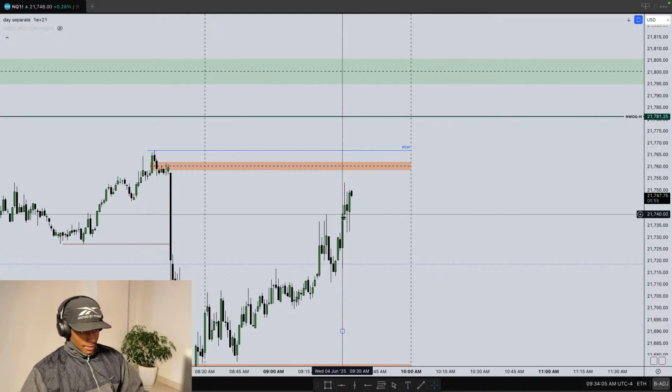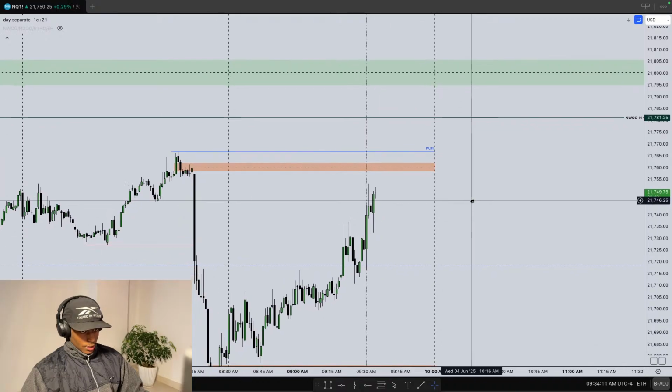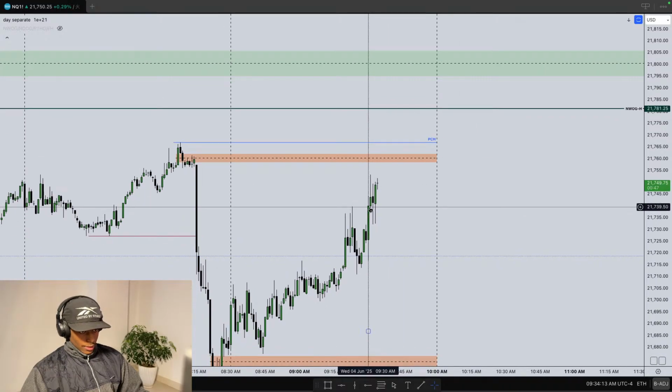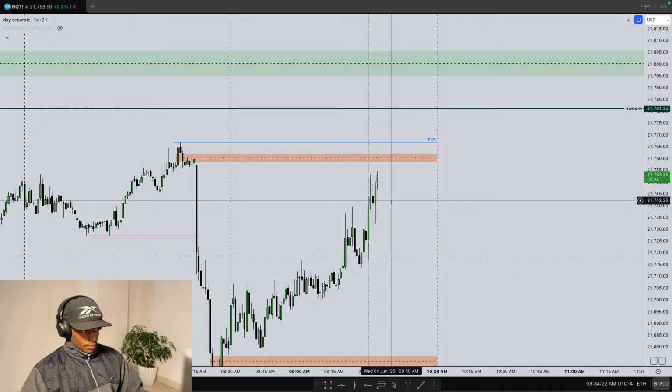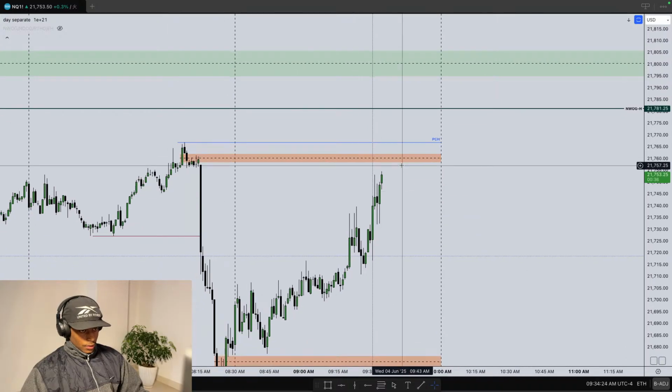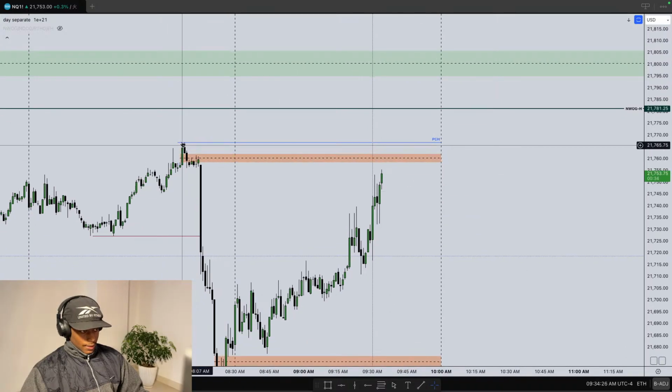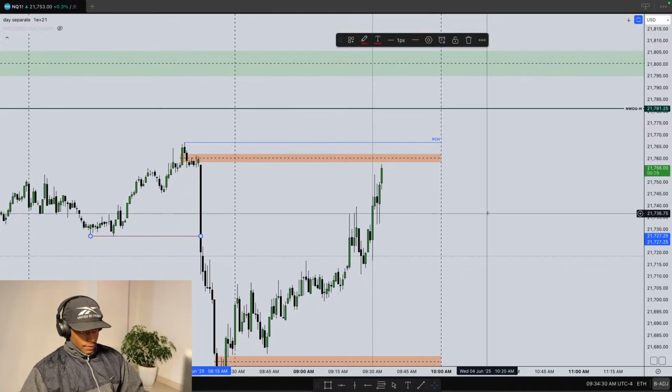Okay, so this fair value gap in here is not our first presentation because it was created at 9:30. You want to wait a bit more. Any fair value gap that's created at 9:30, you don't want to use as a first presentation, but the ones that are created after 9:30 would be your first presentation. Looking at this inversion as well, previous cycle high.